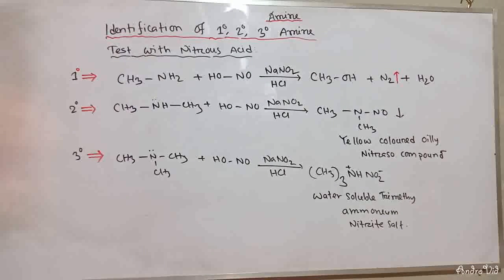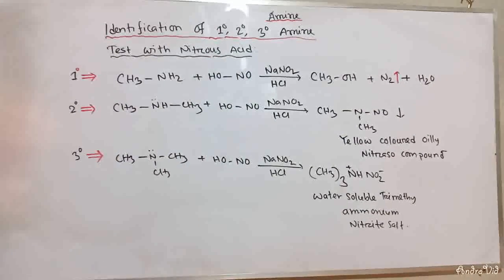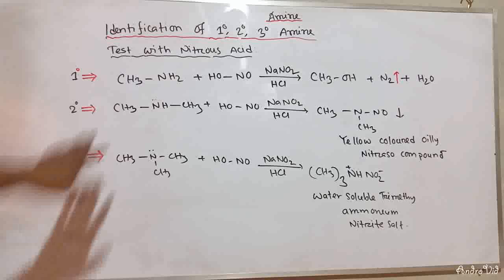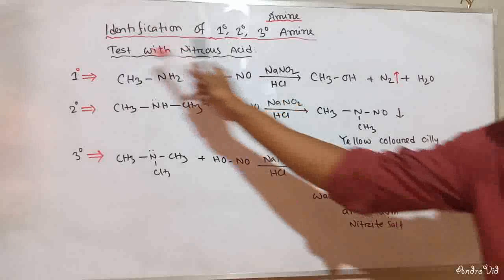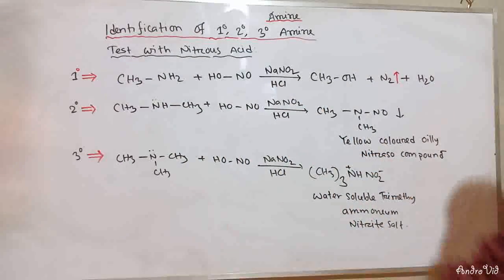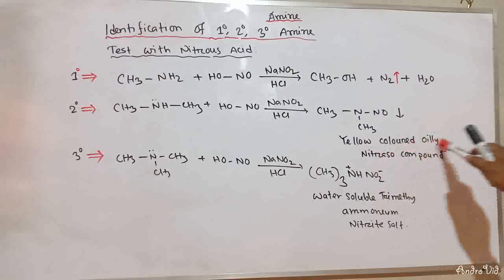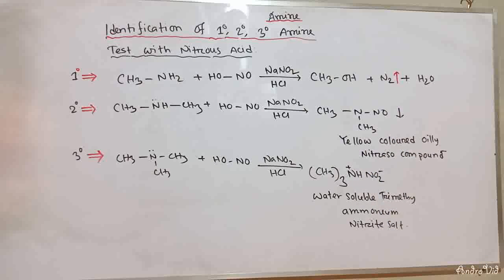So dear student, now you can identify 1 degree, 2 degree and 3 degree amines by using nitrous acid. In the case of a 1 degree amine, nitrous acid reacts with it and produces an alcohol, nitrogen and water. Bubbles of nitrogen gas are produced, and the production of nitrogen gas confirms that the solution contains a 1 degree amine. In the case of a 2 degree amine, nitrous acid produces a yellow colored oily nitroso compound. The yellow colored precipitate confirms that a 2 degree amine is present.